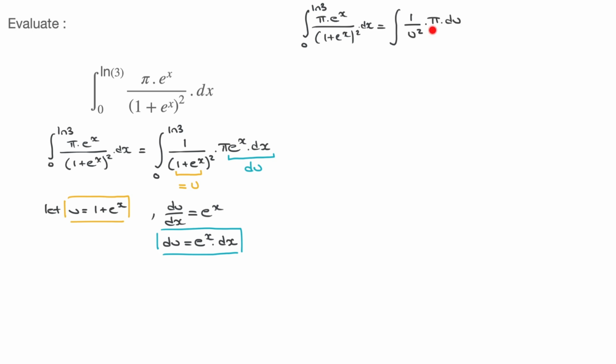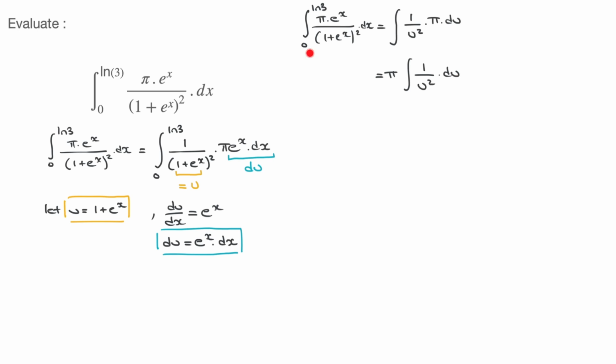And I'll point out that this pi here can be taken outside of the integral and placed as a factor at the front here. And so just to simplify the notation, I'll just go ahead and rewrite this as pi times the integral of 1 over u squared du. Okay, so we've now rewritten this in terms of the new variable u.